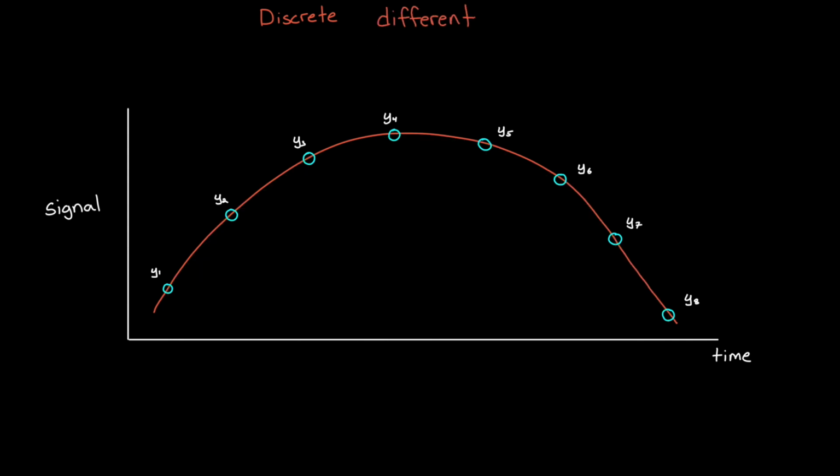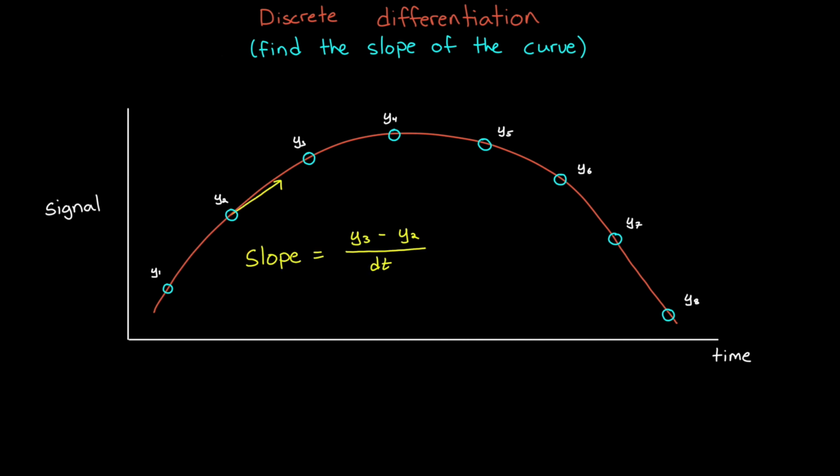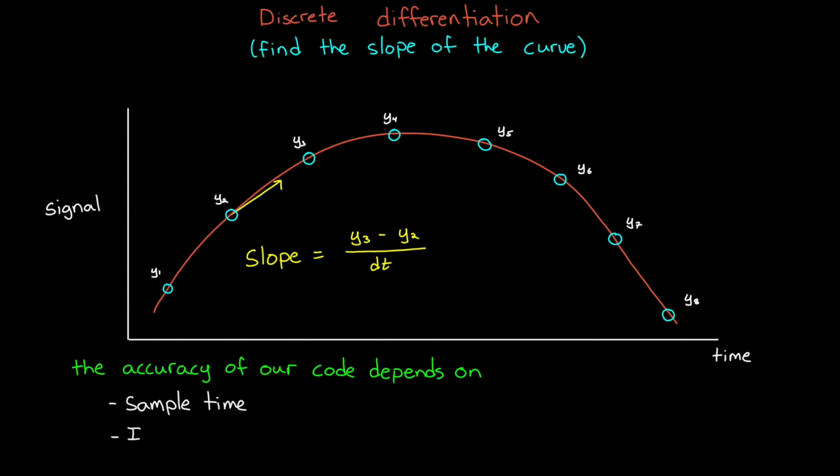Discrete differentiation is similar. A simple way to find the slope between two discrete points is to just subtract the two values and divide by the sample time. And just like with integration, we can improve this with higher order methods or by lowering the time between discrete points. So hopefully you can see how the accuracy of our code is going to depend on both the sample time, how fast the discrete points are updated, and the integration and differentiation methods that we choose. So these are 2 things that you need to consider when writing a continuous transfer function with discrete time software.